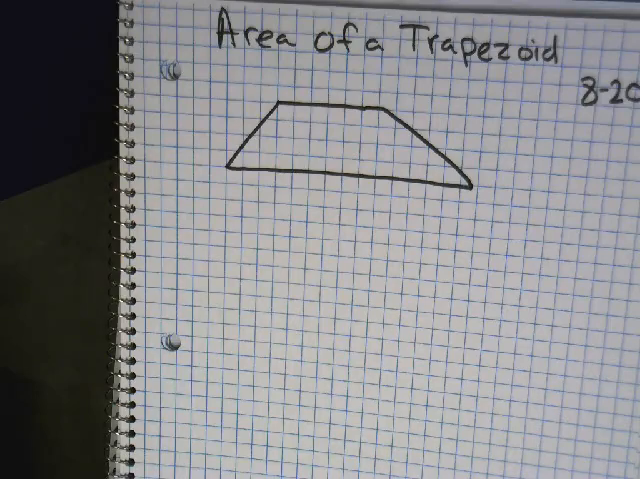Four sides. 1, 2, 3, 4. Are any of them the same size? No. Maybe these two are the same, but probably not. These two are parallel. Does anybody know what the word parallel means? Yes, Jesse. Lines that never meet. Yep. Lines that never meet. So these two lines never meet.